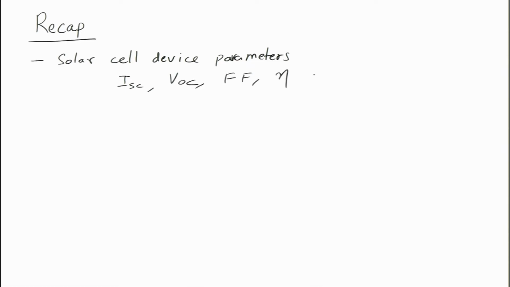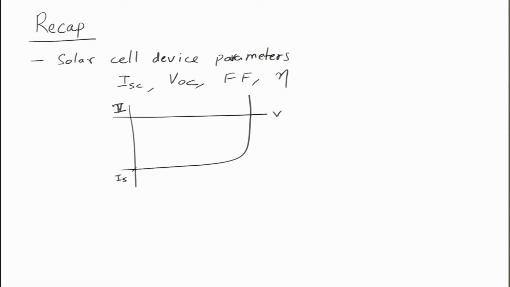The recap of the last lecture is that we learnt about solar cell device parameters. We saw what is short circuit current, what is open circuit voltage, what is fill factor and what is efficiency, and we also saw that a typical IV curve of a solar cell device is like this. It is in the fourth quadrant.